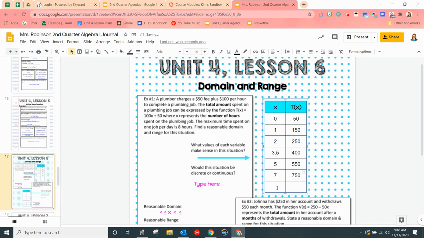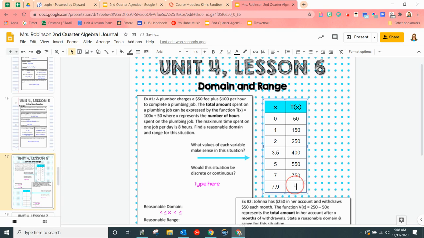Now, what if he worked 10 hours? Is that possible? Think about it. It says the maximum time spent on the job per day is 8 hours. So he is not going to work 10 hours. That's impossible. That's why it's asking us to find a reasonable domain. So all of these values for x are good. We could have these.